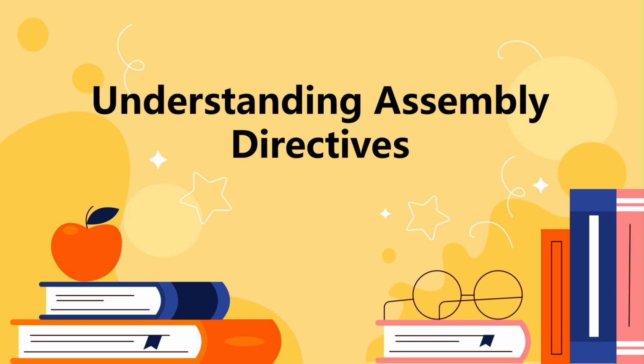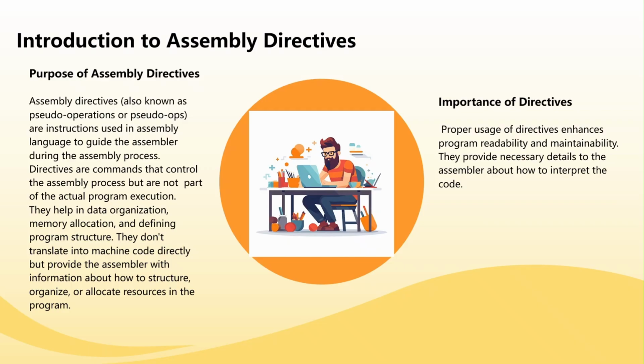So next, let us understand the assembly directives. So what is the purpose of assembly directives? Assembly directives, also known as pseudo operations or pseudo ops, are instructions used in assembly language to guide the assembler during the assembly process. Directives are commands that control the assembly process but are not part of the actual program execution. They help in data organization, memory allocation, and defining program structure.